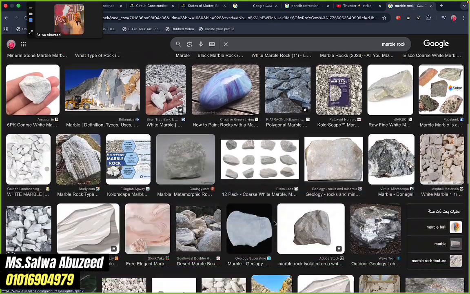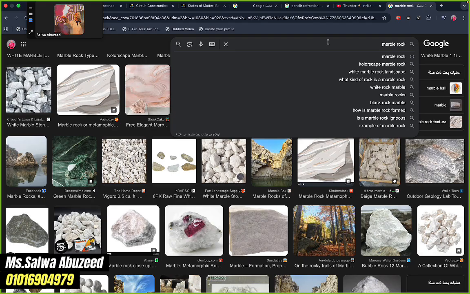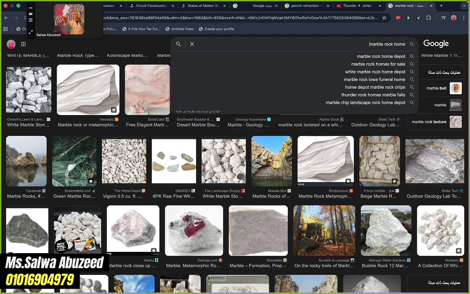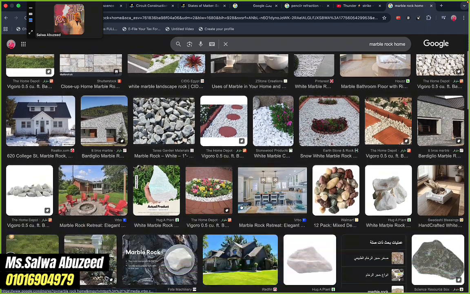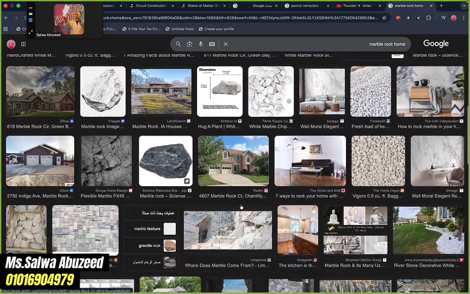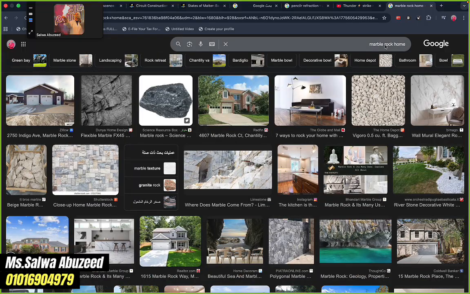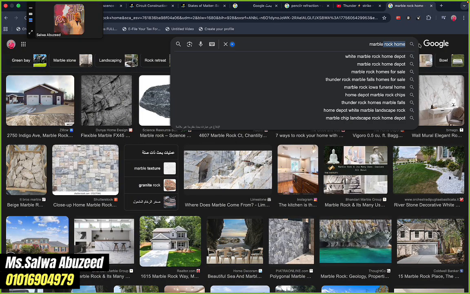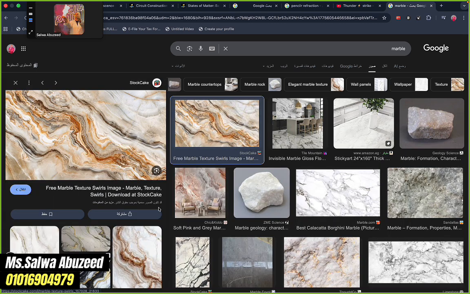So here, let's see, marble, rock, home. The ones in homes are the ones that are better, because you can actually see the lines. I can't find the one that I'm looking for, but wait a second. Marble. You can see it like this one. But this one was like, yeah, this one. You see here, the lines?